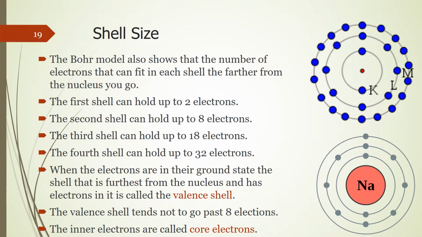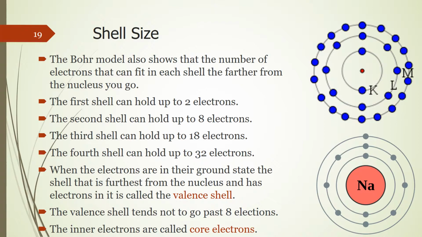Now, the shells can come in a couple different sizes. By the way, the best image I got on the top right is using labeling from X-ray spectroscopy, the K, L, M labels. We don't use those as chemists. That's usually 1, 2, 3.